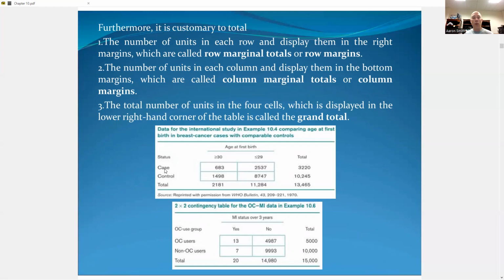So here is the case population, the control population. Here is age at first birth. So we have greater than or equal to 30, less than or equal to 29. We're dividing into two groups. Here, first population is OC users, then non-OC users. And then here we have yes and we have no. All right, notice how lopsided the data is on this.